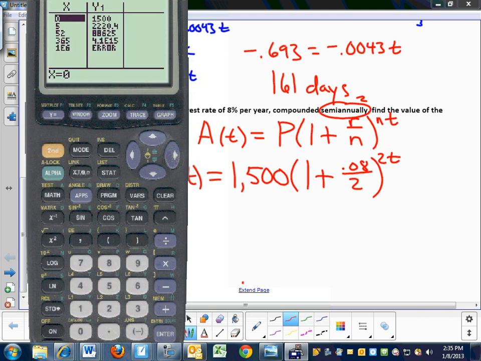So I go to my table. If I plug in 0, I get 1,500. That's my initial investment. 5 gives me 2,200. If I plug in 10, I get 3,200. If I plug in 15, I get 4,800. So that will give you your results.